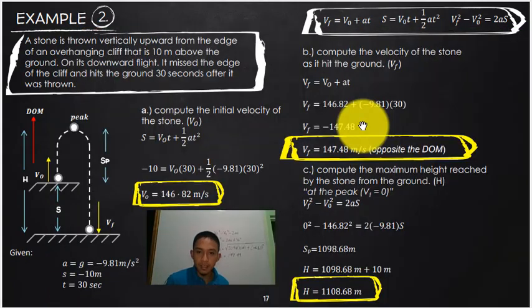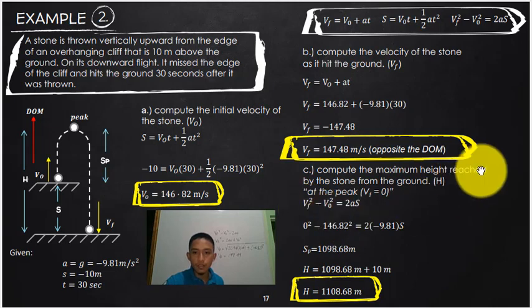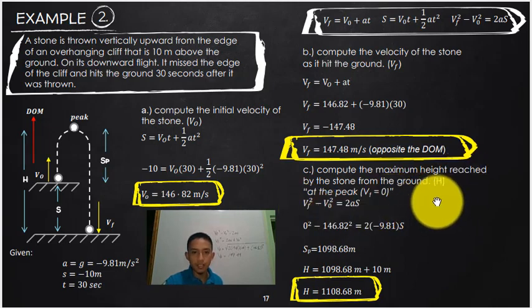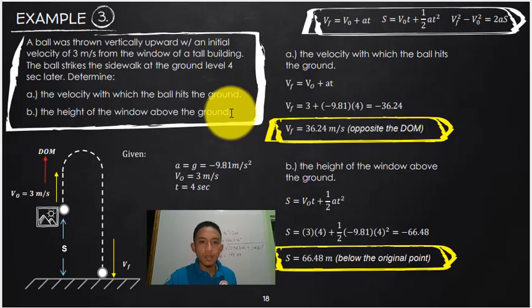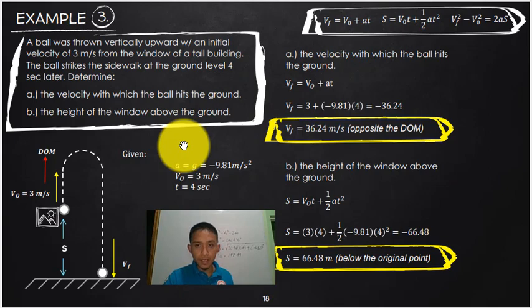So again, how about your C? If you look at your C, we are solving here your H. So I think that is the only solution there. Okay, so that is for your example number 2. Let's have one more before we finish this unit.